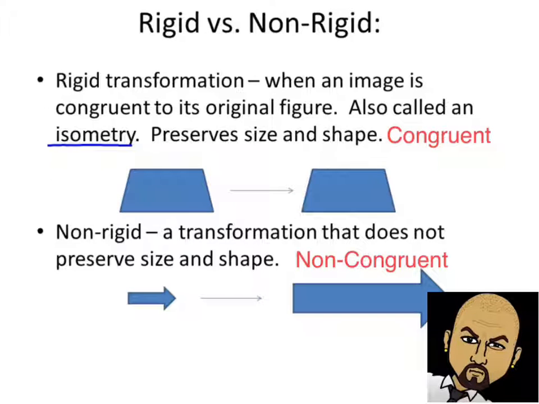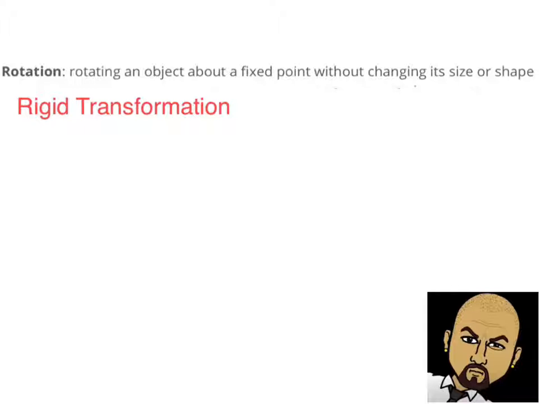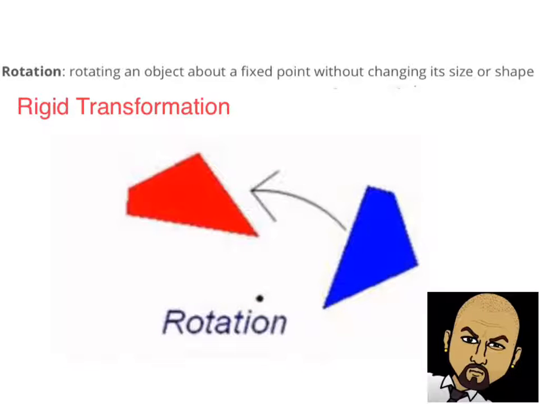So here we go. A rigid transformation, once again, is when the pre-image and the image are congruent. In other words, the size and the shape do not change, while non-rigid does not preserve the size and shape. It is not congruent. In other words, the shape is either going to get larger or smaller. Now, rotation is when you rotate an object about a fixed point, and you're not going to change its size or shape. Now that is again a rigid type. It's called a rigid transformation.